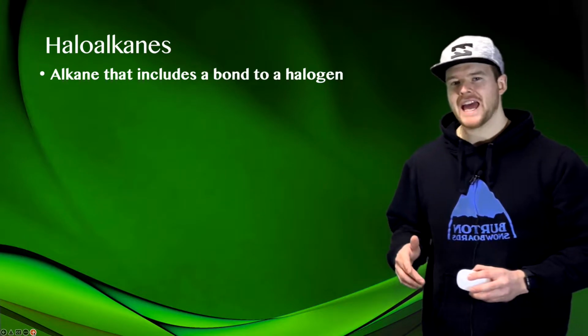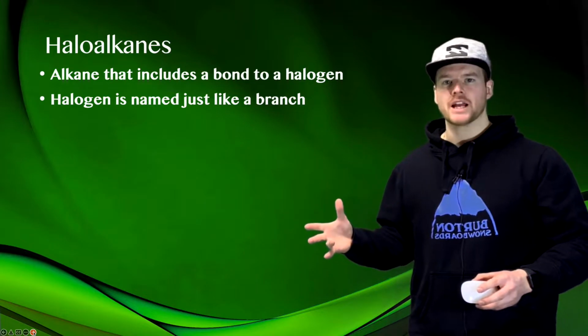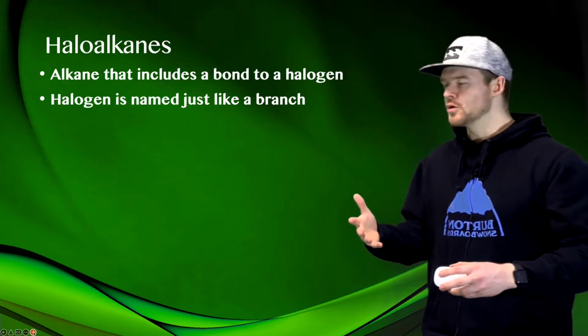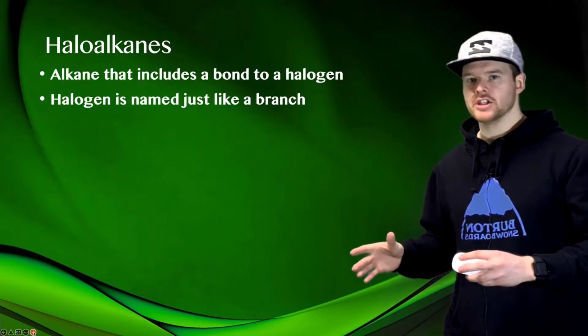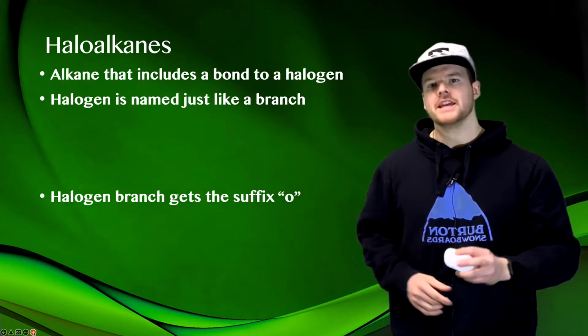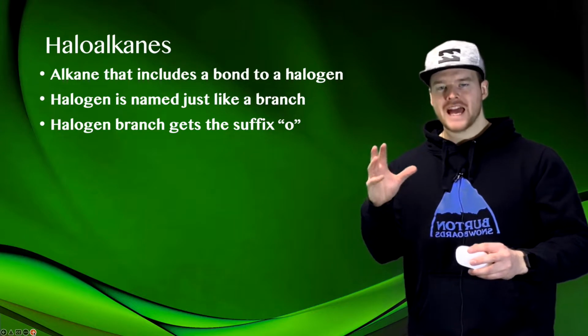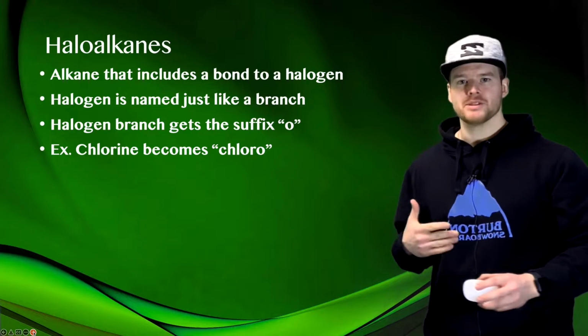Now for naming haloalkanes, we're going to name those halogens just like they were a branch. We saw branches before of different carbon chains like methyl and ethyl groups, and now we're just going to label these as branches of a halogen. The suffix that they're going to get on the end of it, though, is an O. So this takes the root word of the halogen and then adds an O. So for example, chlorine becomes chloro.